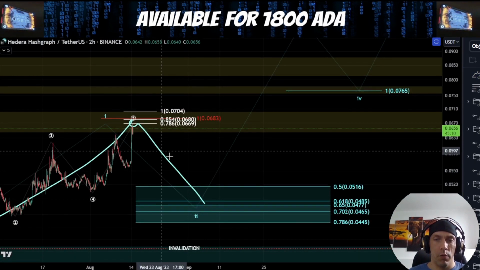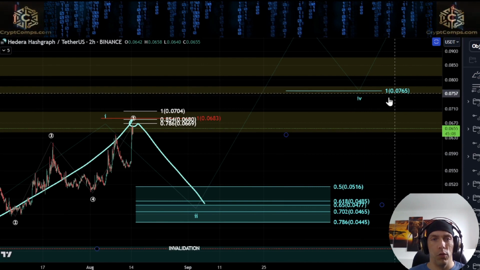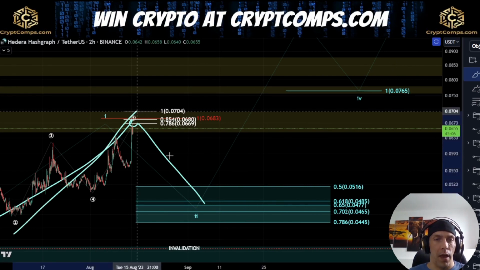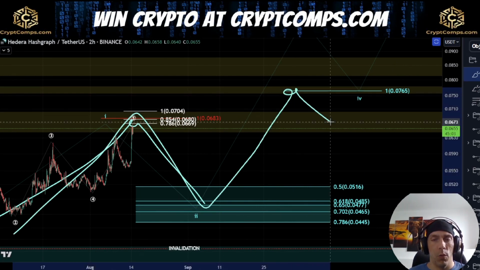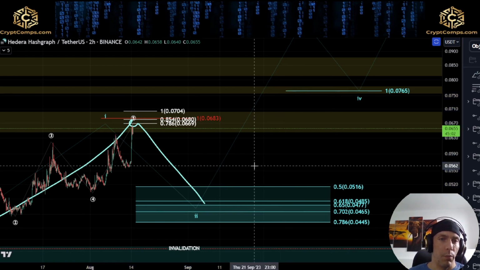Now, if we get 3 waves down and we only push up to this 1 to 1, this could then be an A, a B, and a C. And then we look for that continuation down from that point.